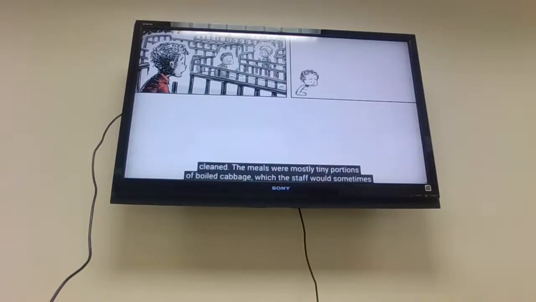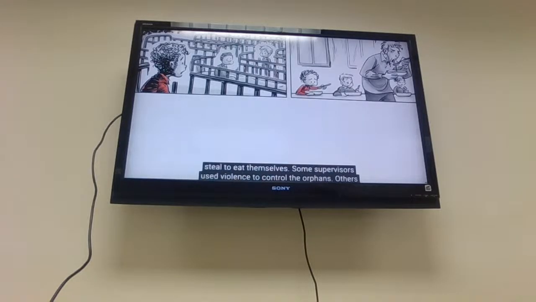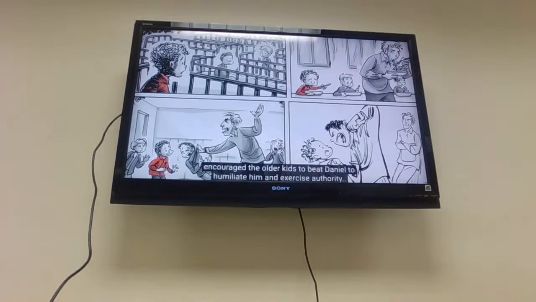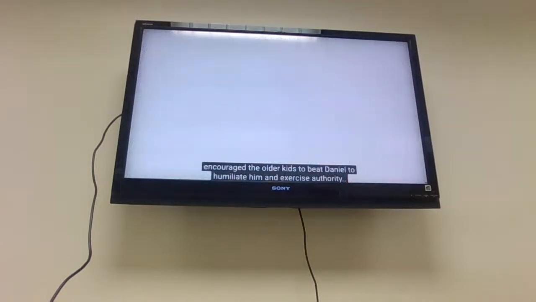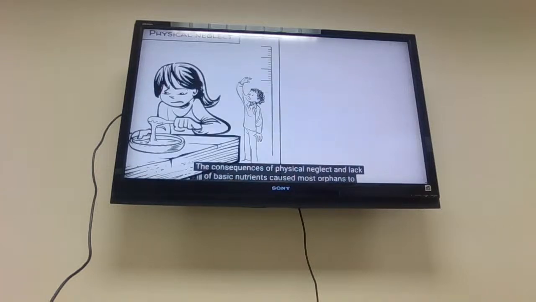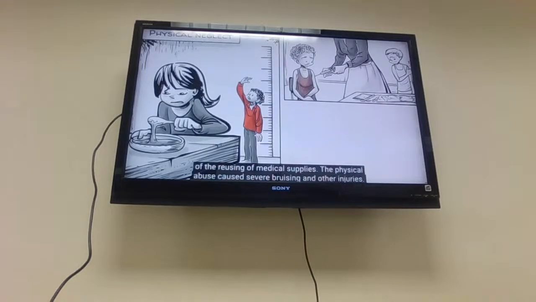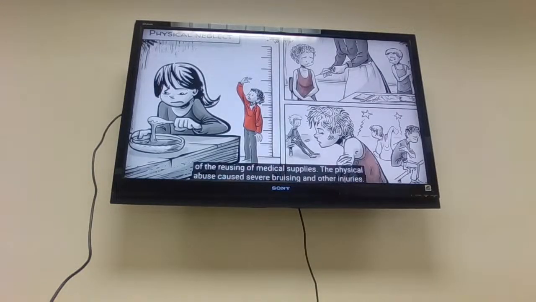The meals were mostly tiny portions of boiled cabbage, which the staff would sometimes steal to eat themselves. Some supervisors used violence to control the orphans. Others encouraged the older kids to beat Daniel, to humiliate him and exercise authority. The consequences of physical neglect and lack of basic nutrients caused most orphans to suffer from stunted growth. Some children contracted HIV and hepatitis B as a result of the reusing of medical supplies. The physical abuse caused severe bruising and other injuries.